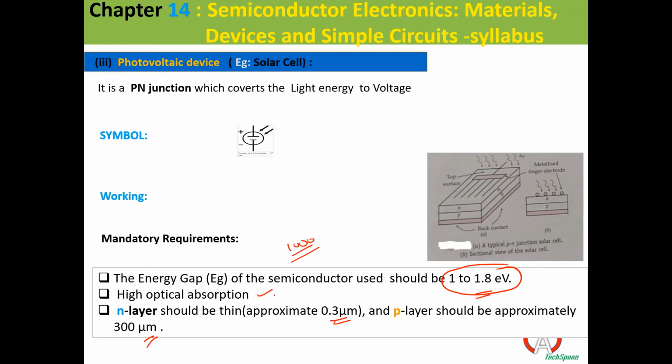And the third one is high optical absorption. So we have to choose the material to make the PN junction of a solar cell. These three conditions you have to meet. Now you see how it will work. This is N, this is the P region. The bottom is a metallic contact and the top is also a metallic contact. Light will be falling on this and it will be converted into voltage. How will it be converted into voltage? That we need to understand, right? Let's see.